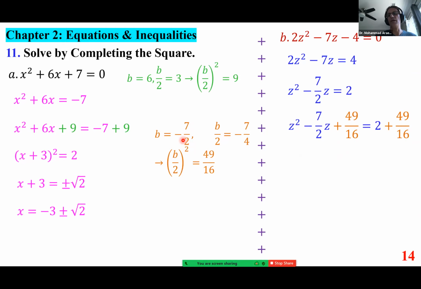And the right side is 2 times 16. 32 plus 49 is 81 over 16. So I'm assuming we can add these two. And in order for you to know exactly what you need, just put a b over 2 in here. Taking a root will result in z minus 7/4 equals plus minus the square root of this, which is 9 over 4.